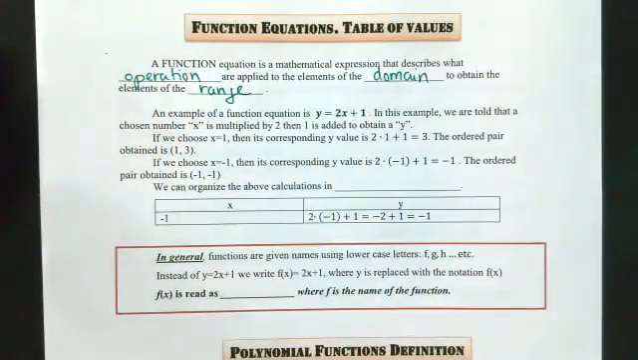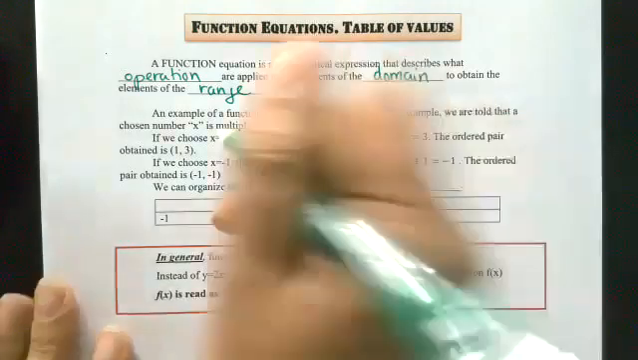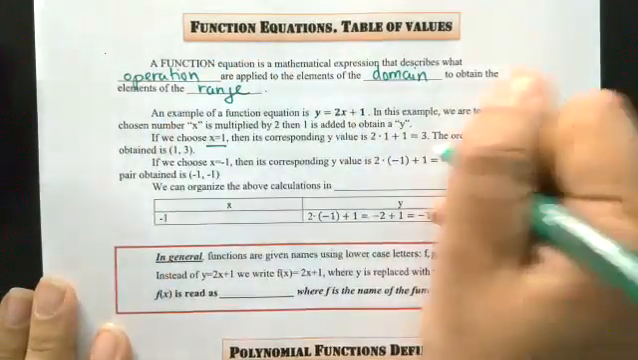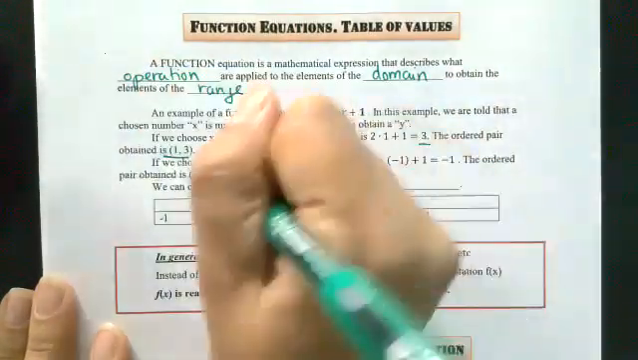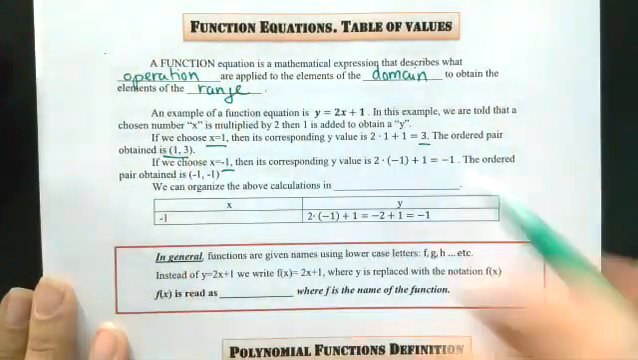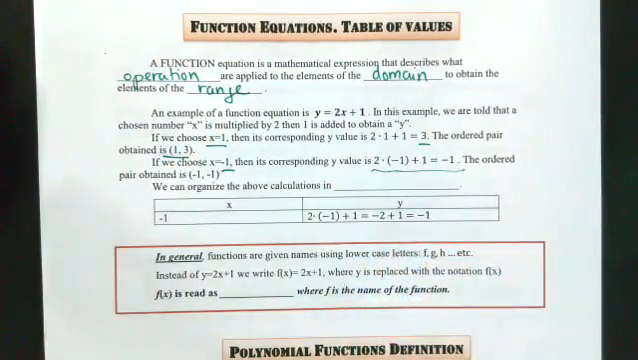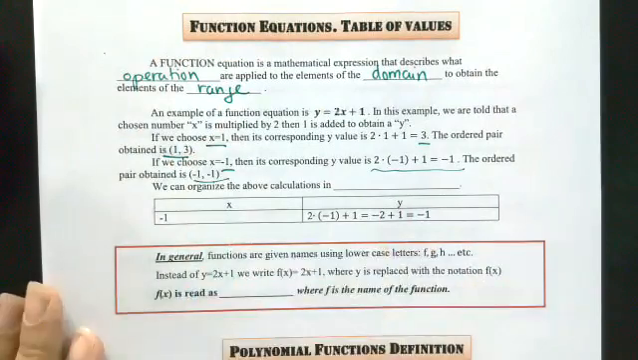So back to our 2x plus 1, we are told that we are choosing the number x that we're going to multiply by 2 and add 1 to obtain a y. If we choose x equals 1, 2 times 1 plus 1 equals 3. We have the ordered pair. If we choose -1, it's going to be again the operation 2 times -1 plus 1 equals -1. So we get another pair and so forth.